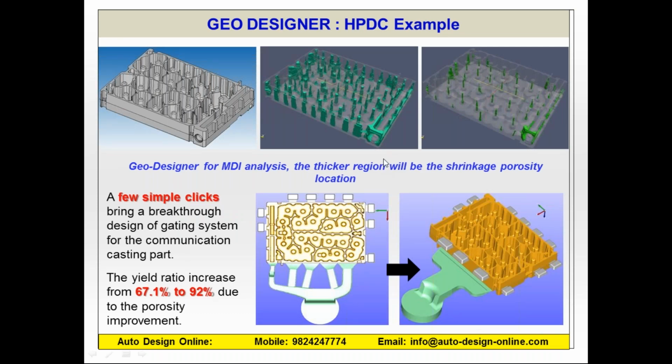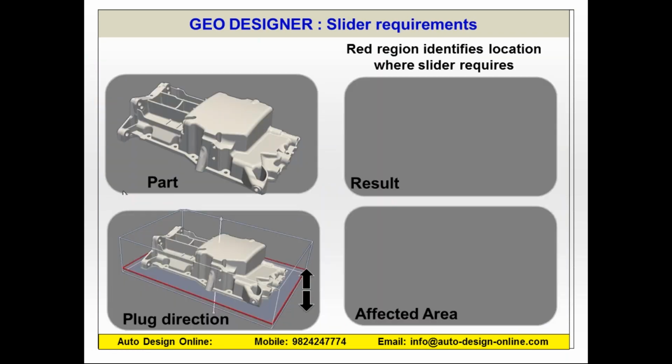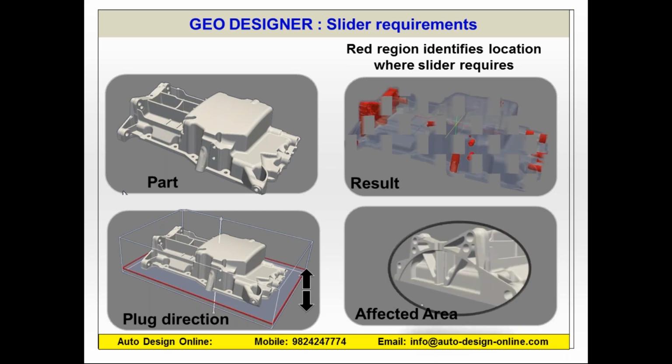We can take some more examples of different casting processes. For example, in high pressure die casting, you can find out which areas need a better cooling channel. This kind of decision can also be made using the same software. You can also find out where sliders will be required or how many sliders, because in high pressure die casting, the more sliders required, the more the complexity. At the early stage, you can identify where sliders will be required, which also justifies the cost and the complexity of the casting part.